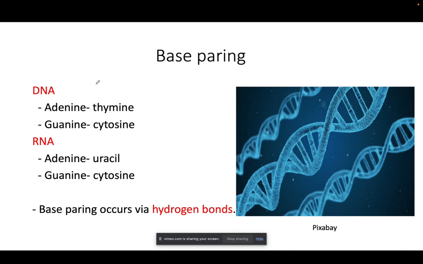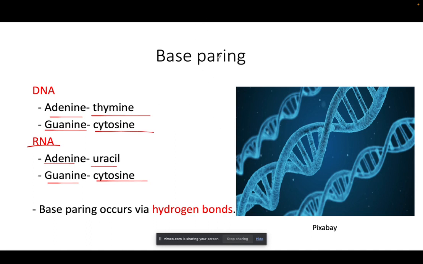Okay, so base pairing, again, as I mentioned, in case of DNA, adenine always base pairs with thymine, and guanine base pairs with cytosine. Okay, in case of RNA, as I mentioned, there is an absence of thymine. Instead of thymine, it has a uracil. So adenine base pairs with uracil, whereas guanine is still base pairing with cytosine. So the only difference between DNA and RNA bases is that RNA has a uracil instead of thymine.